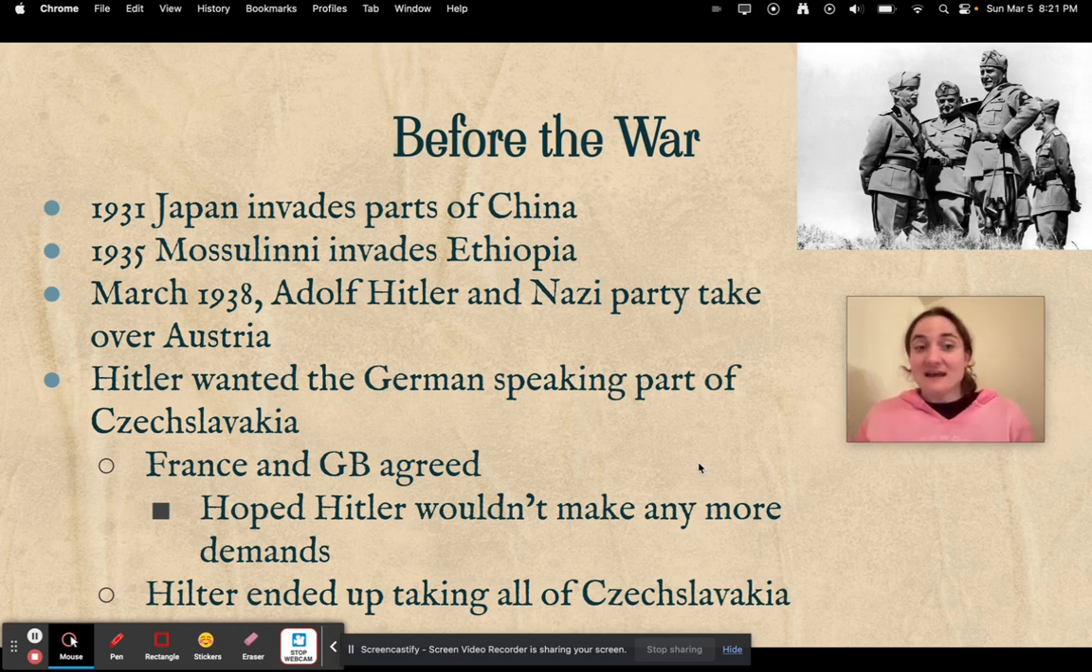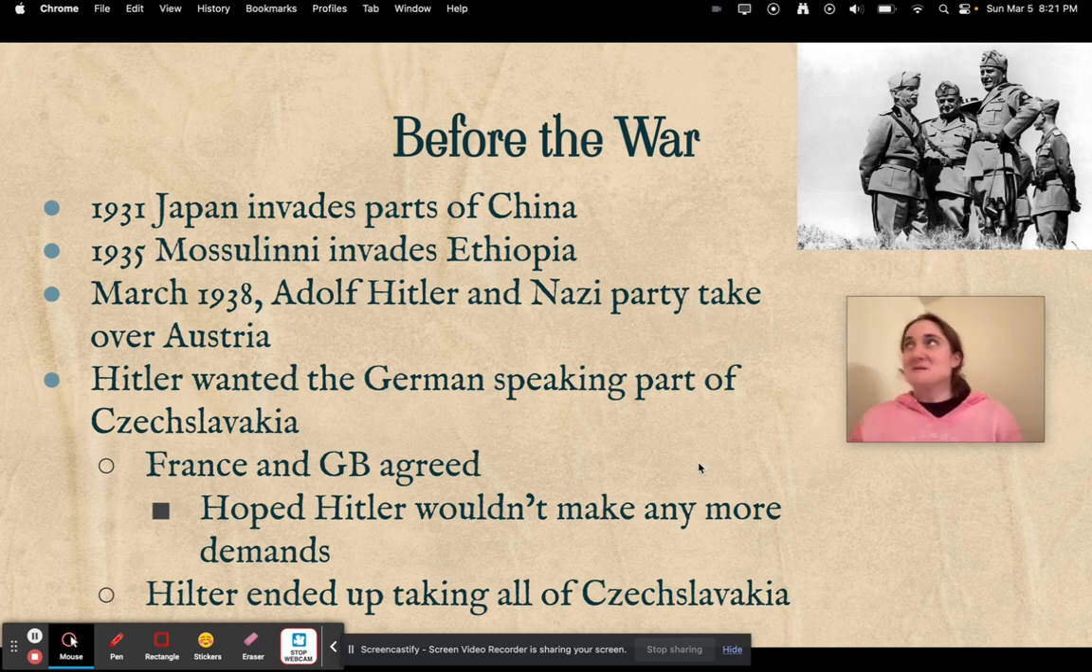In 1935, Mussolini invades Ethiopia. I think that's one of the forgotten things in World War II, that North Africa played a huge role in this. And in March of 1938, Adolf Hitler and the Nazi Party take over Austria. Hitler also wanted the German-speaking part of Czechoslovakia.